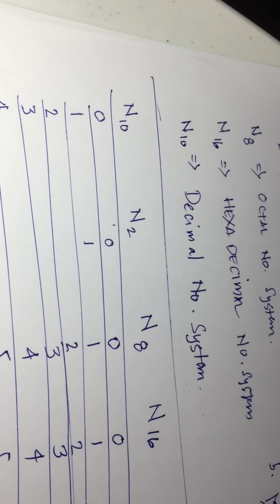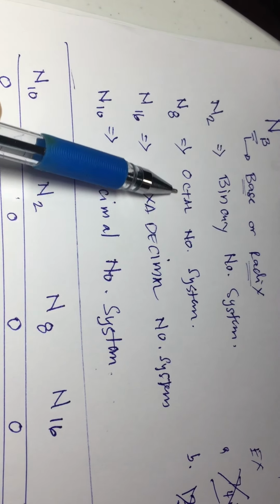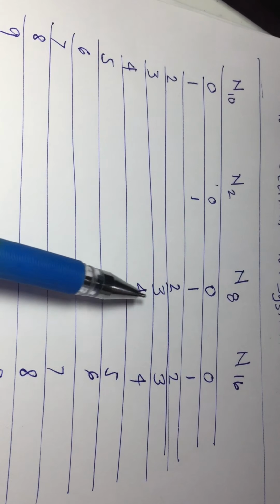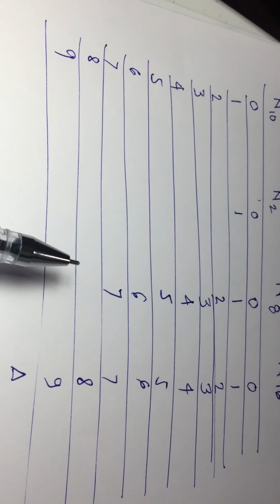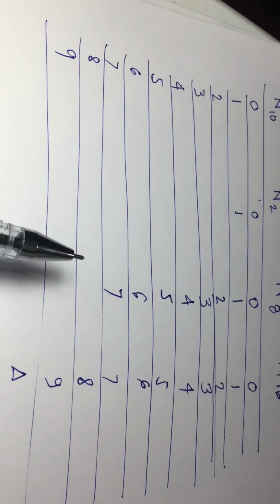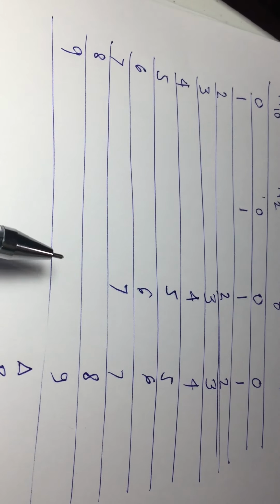The third type is the octal number system. From the name itself, octal is 8. So we have 8 distinct values: 0, 1, 2, 3, 4, 5, 6, 7, and then 10, 11, 12, 13, 14, 15, 16, 17, 20. Got that? And then so on and so forth.